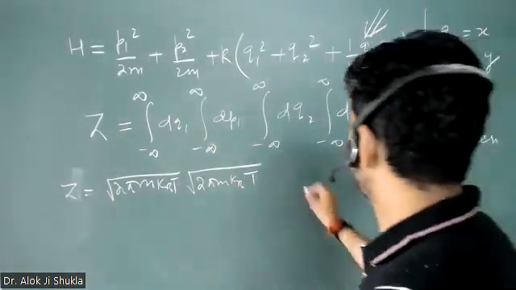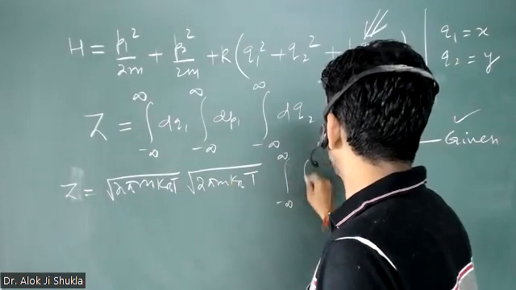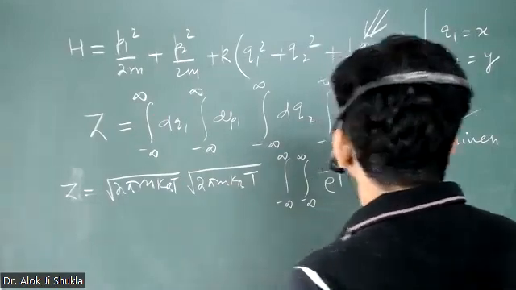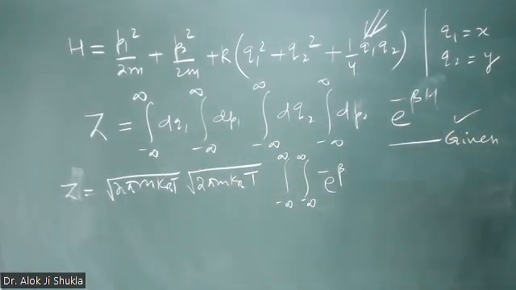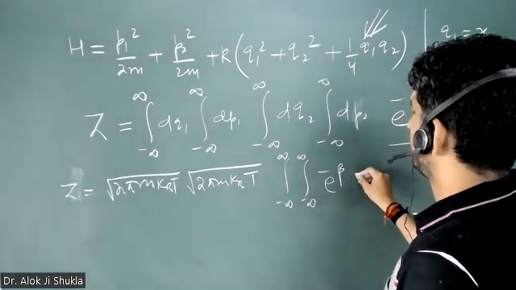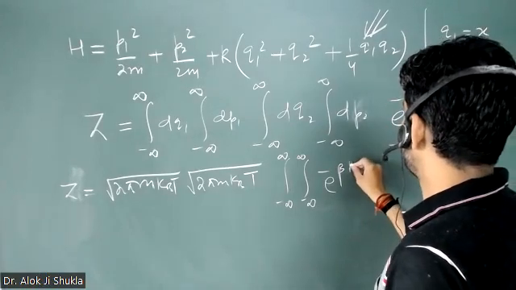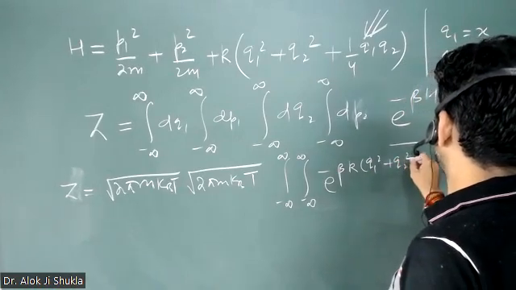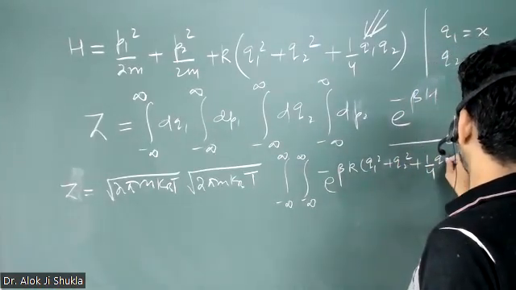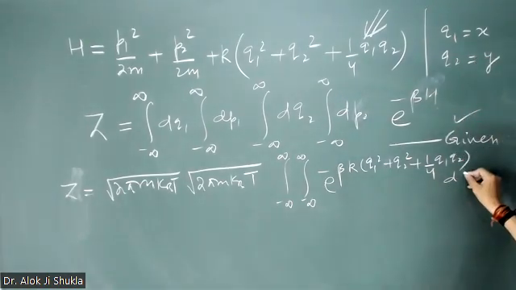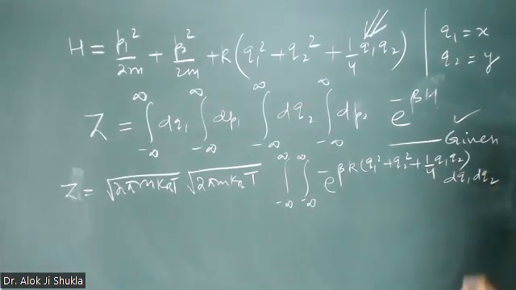Problem is double integral from -∞ to +∞ of e^(-βk(q1 square plus q2 square plus 1/4 q1 q2)) dq1 and dq2. This is the problem. How to handle this?